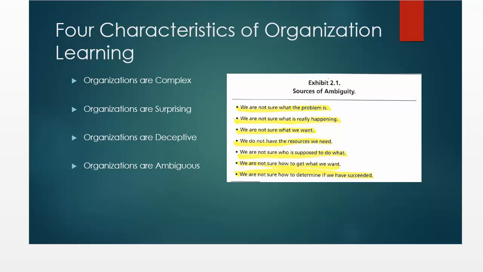And then finally, organizations are ambiguous. They're big and clunky, and it's not easy, again, to generate a cause and effect relationship.